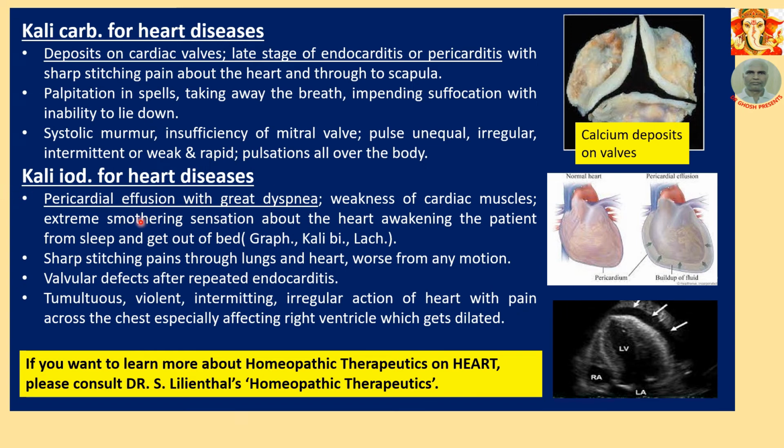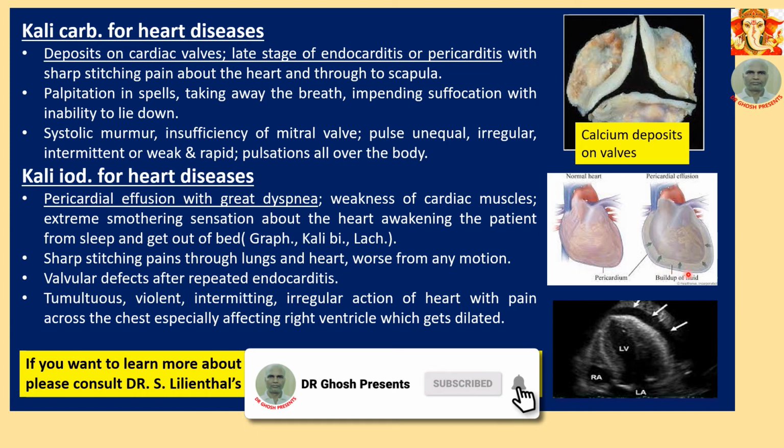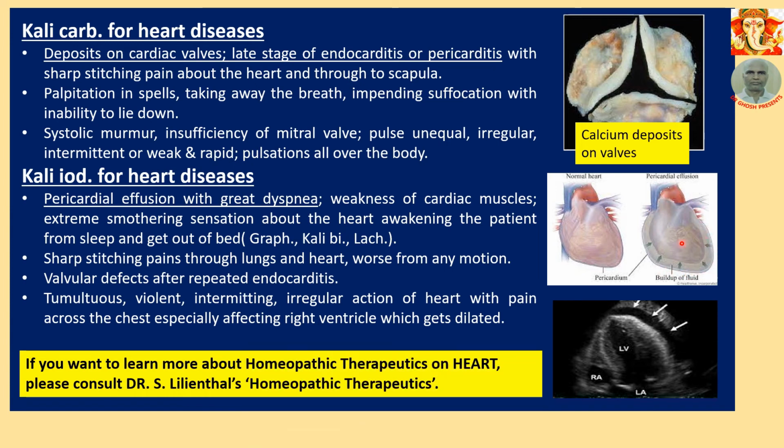Kali carb for heart disease. Pericardial effusion with great dyspnea. This is a picture of pericardial effusion. See, this is the pericardial space. This space is very thin, but here the pericardial space is elongated because fluid has accumulated within the space. When fluid accumulates in the pericardial space, it is called pericardial effusion. It's a very grave disease with great dyspnea, weakness of cardiac muscles, extreme smothering sensation about the heart, awakening the patient from sleep and making him get out of bed.